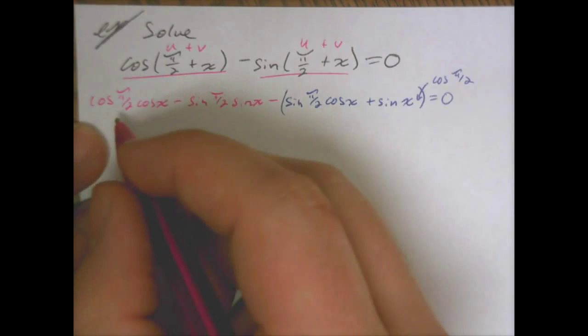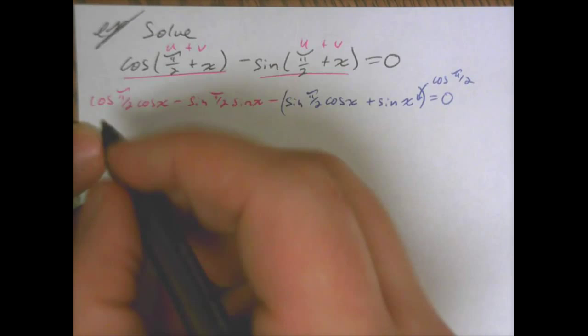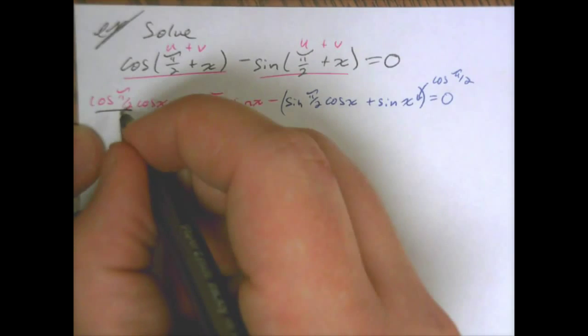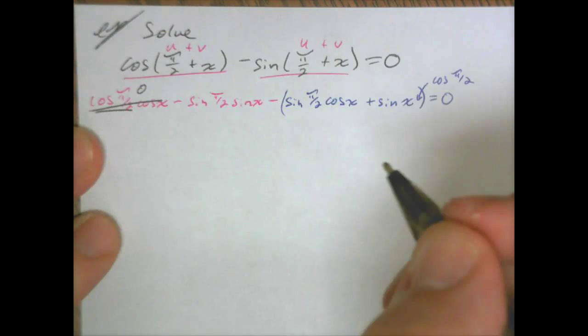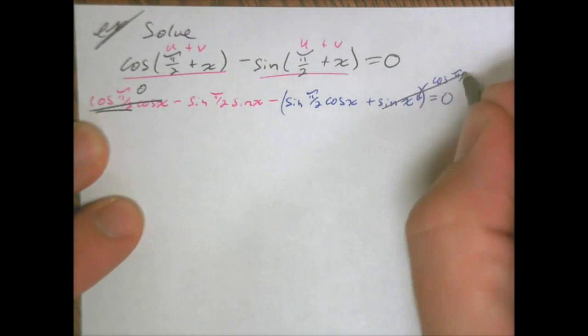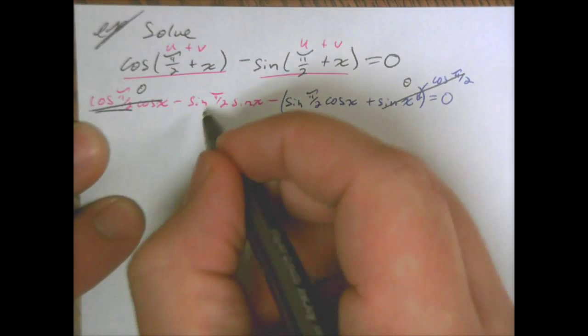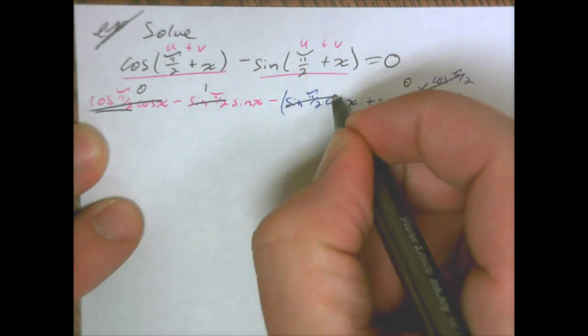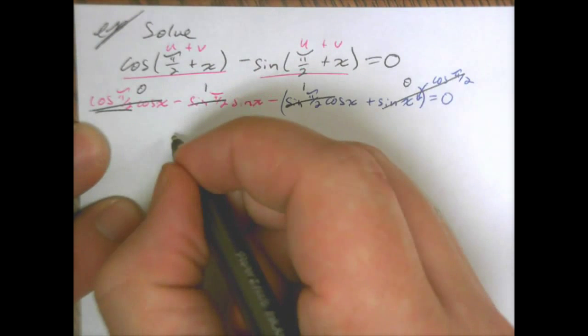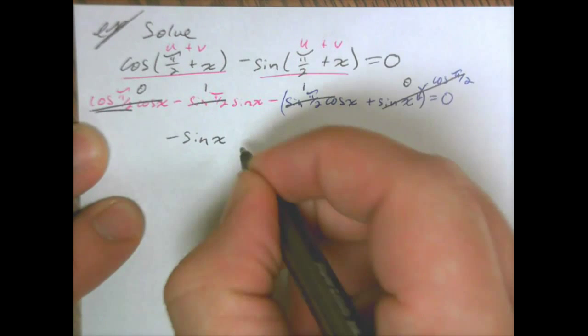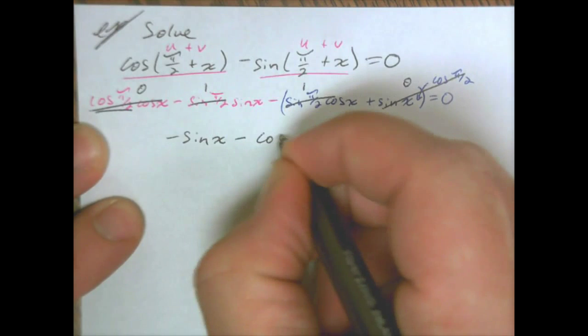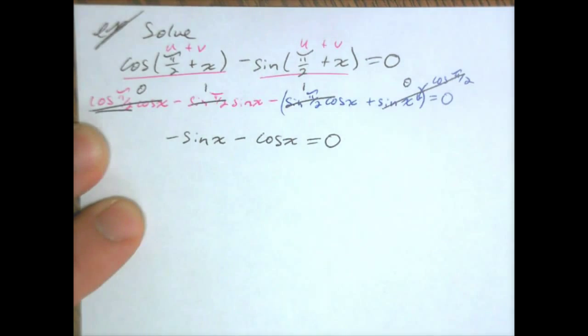Okay, so you'll have cosine of pi over 2. You can go through and evaluate all of these. Cosine of pi over 2 is 0. So 0 times cosine, that'll just be 0. Cosine of pi over 2 is 0, so that'll be 0. Sine of pi over 2 is 1. Sine of pi over 2 is 1. So I have negative sine x minus cosine x equals 0.